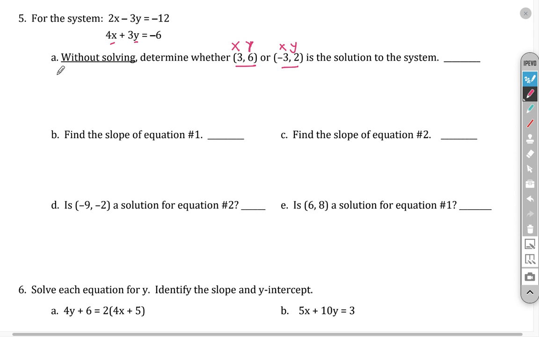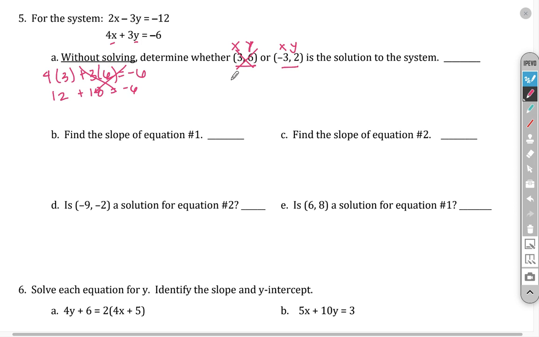So starting with 3, 6, so we have 4 times 3 plus 3 times 6 equals negative 6. So we've got 12 plus 18 equals negative 6. So obviously this does not work. We can go ahead and mark 3, 6 out. Because if it doesn't work for one, we don't care. It won't work for both.